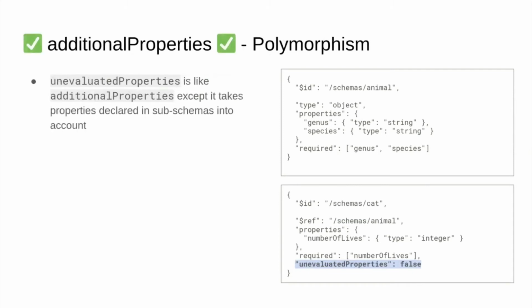There are a couple of ways to address this problem, but the easiest way is to use unevaluatedProperties instead of additionalProperties. This is a relatively new keyword that works similarly to additionalProperties, except it will also take into account the properties declared in subschemas. So the cat schema will forbid any properties other than the ones it declares and the properties animal declares. While this solves the problem we had with additionalProperties, it still results in the cat schema being closed and not being able to be extended.